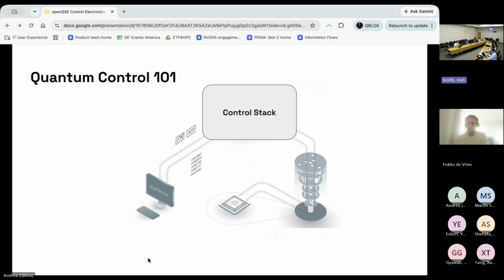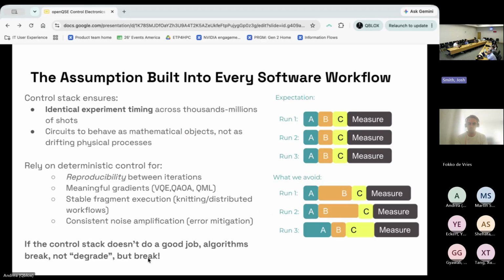If we open up this black box, you realize that there is more than the actual chip. You have the fridge, you have the cables that go from the fridge to the chip, and then you have the control stack. But the control stack is not a standalone black box. There are many interfaces that go into it.